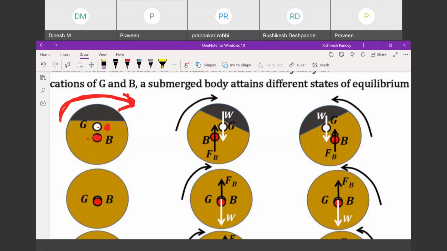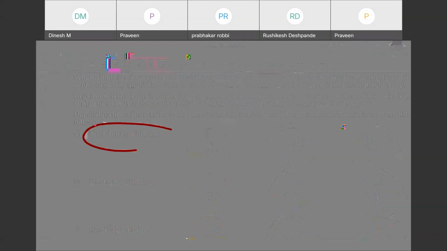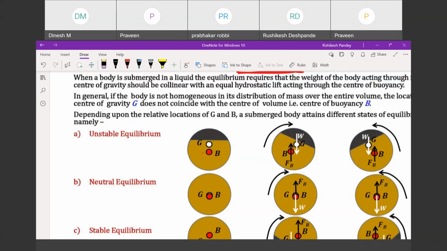So this is unstable. The same thing will happen if I apply it the opposite way. W will shift here, so this is the W direction, this is the B direction. Again, you see in the same direction you will get this moment, and this will overturn. So with external disturbance, the equilibrium is getting disturbed, and because of that it is an unstable equilibrium.